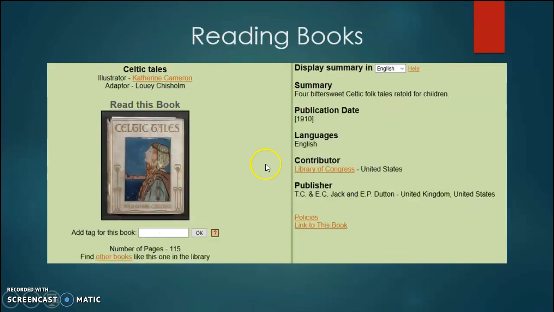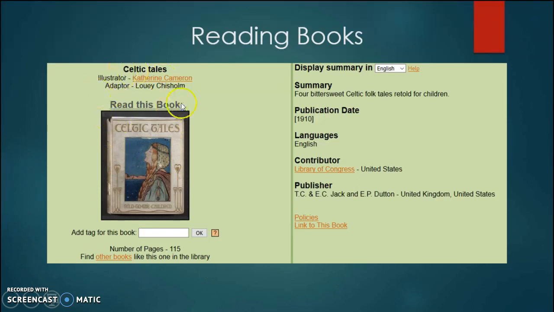So for an example, I chose Celtic Tales, which was down in the right-hand corner. And this is a little overview that comes up as soon as you first choose your book. It shows the illustrator, and it would show the author, but this book is an adaptation of different Celtic Tales. So they have an adapter, and it tells a little summary, when it was published, and has the publisher, a bunch of stuff you'd like to know about the book.